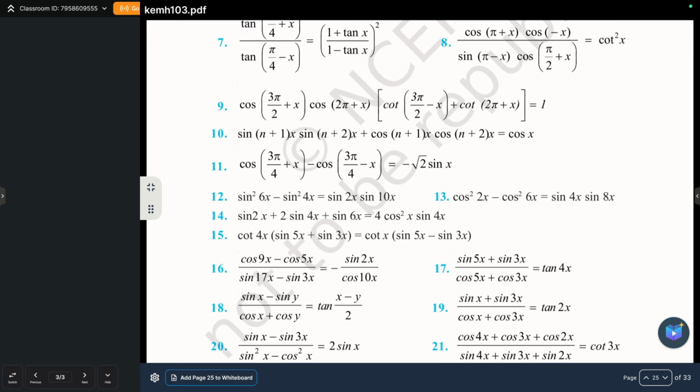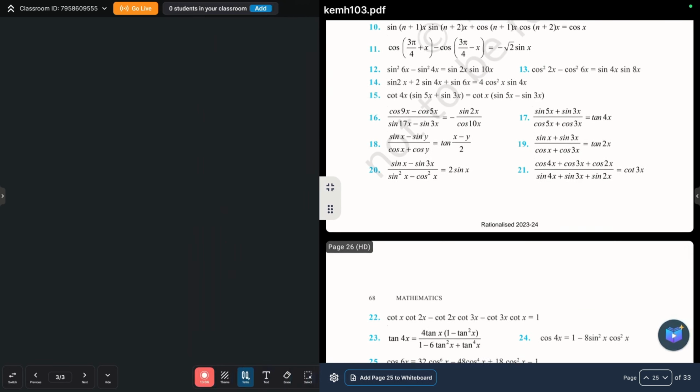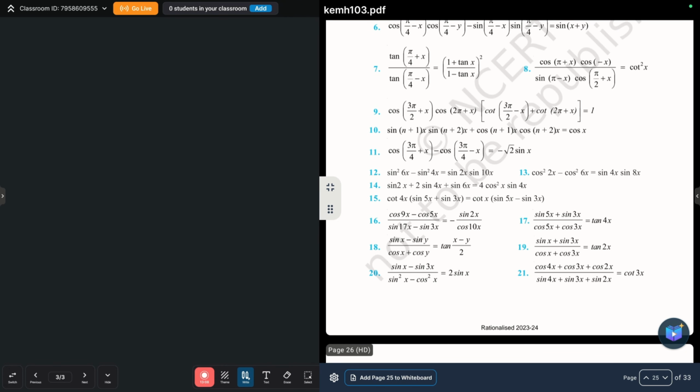In which formula do we get both sin, both cos, and middle plus? Recall the formula from the list. In which formula are you getting sin, cos, and middle plus? Tell me. Question number 10. Cos A minus B gives you sin A sin B plus cos A cos B.